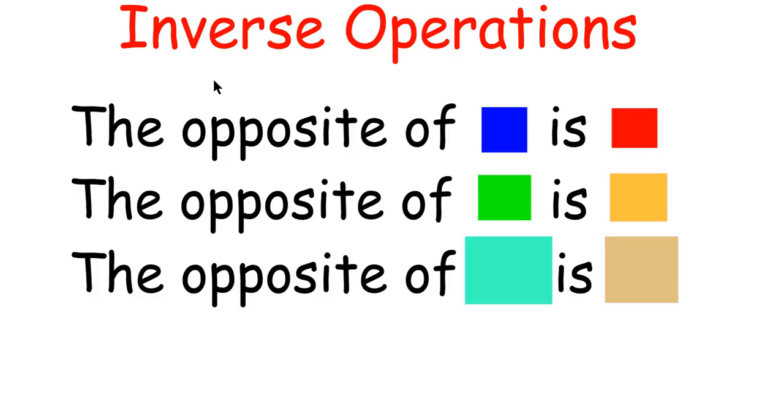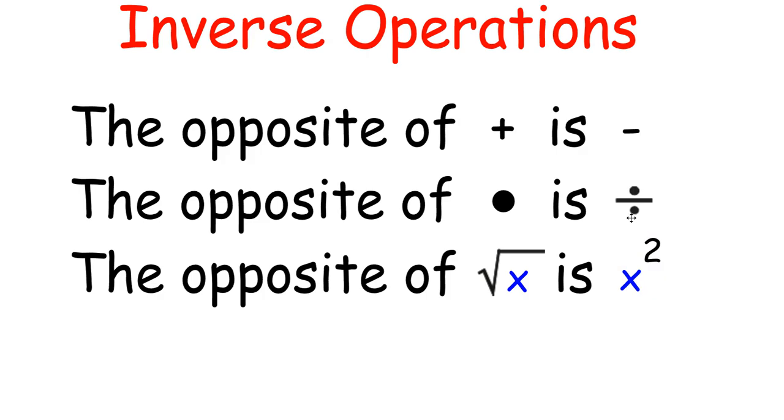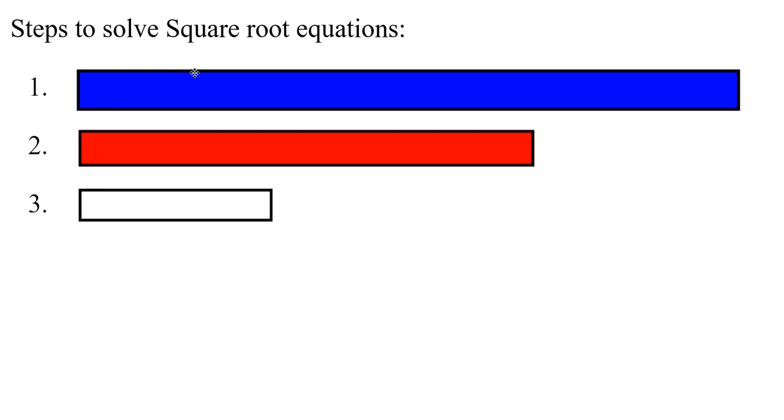Since we are solving equations, make sure we do the inverse operations when solving them. First up, the opposite of adding is subtracting. The opposite of multiplying is dividing. And the opposite of square rooting is, you guessed it, squaring. And that's what we're going to be looking at today. Doing the other inverse operations first before we get the radical by itself, and then we're going to square both sides. Speaking of those steps, here they are.